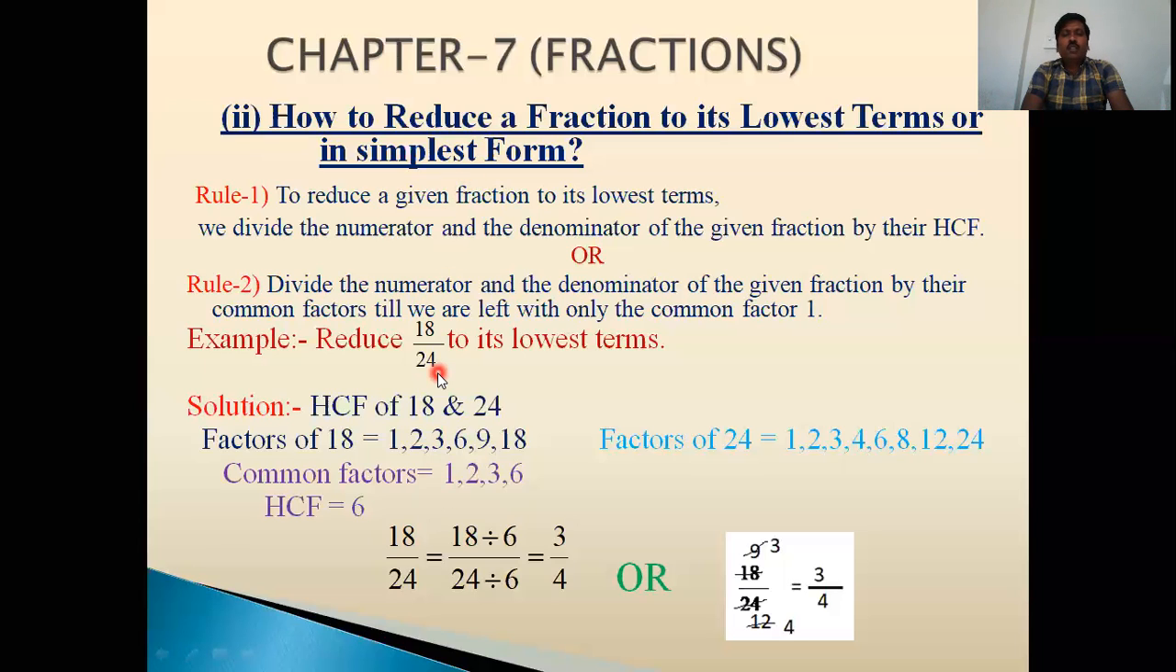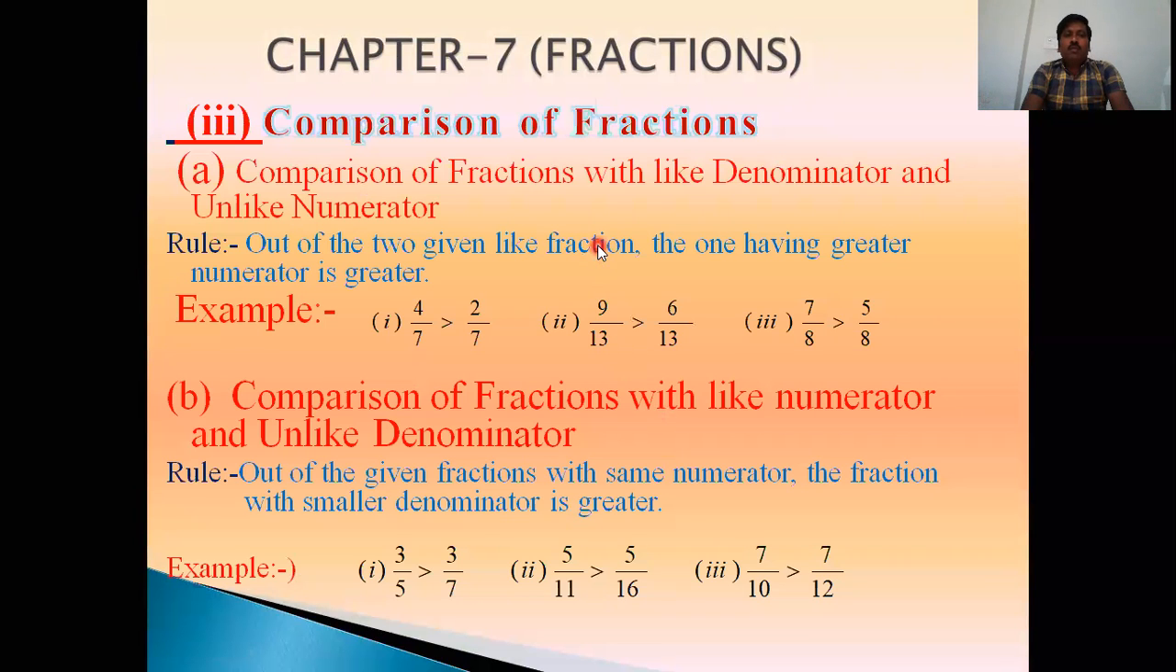Okay. Now first, we divide the numerator and denominator by their HCF, and we get the simplest form of the fraction. And second, divide the common factor into numerator and the denominator both until we are left with only the common factor 1.